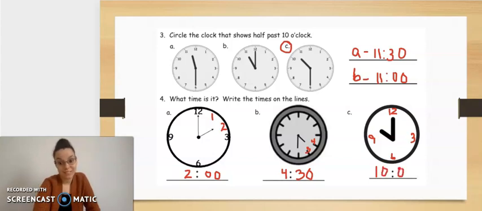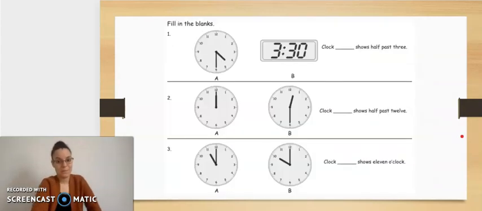Really, really tricky. 10 o'clock. Whew. I'm glad these other clocks have these numbers, because without numbers, it's really, really tricky. Let's keep going. Fill in the blanks.